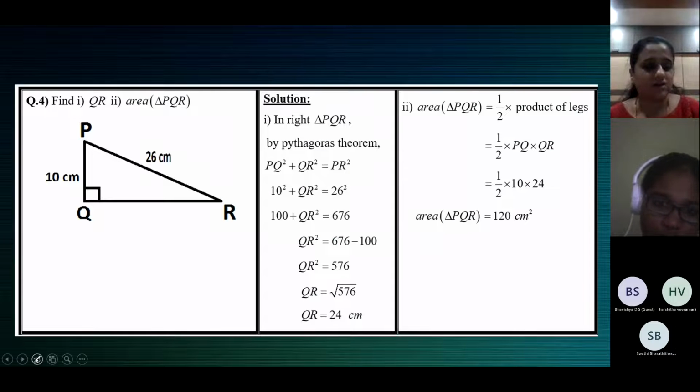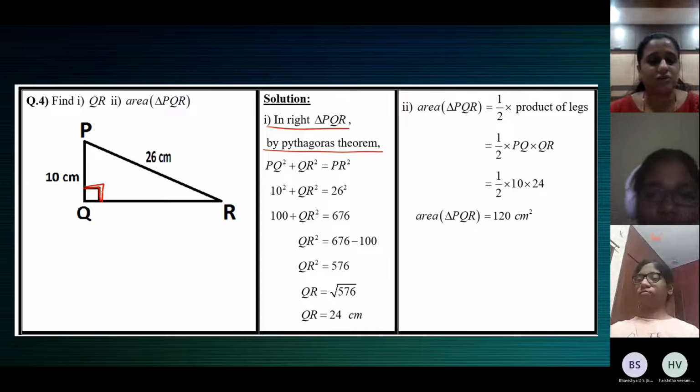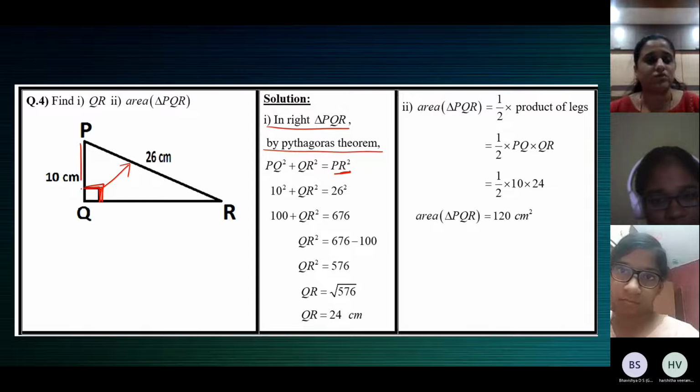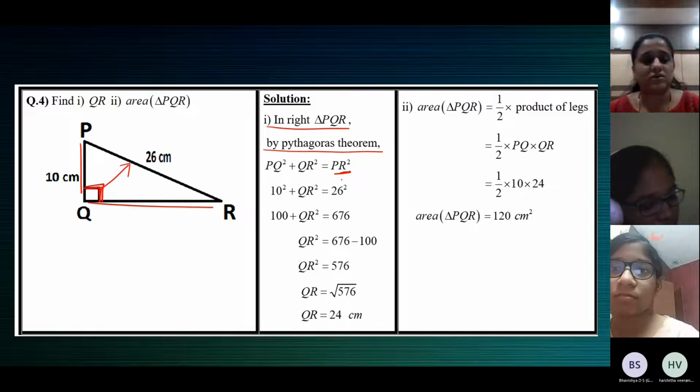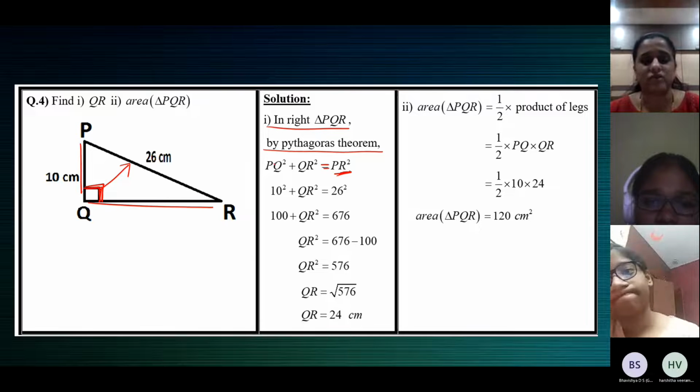So see here, in right triangle PQR, by Pythagoras theorem. So how do you express Pythagoras theorem? The side opposite of the right angle is the hypotenuse. Angle Q is equal to 90 degrees, so this is the right angle. So the side opposite of the right angle is the hypotenuse. So PR is the hypotenuse. So PR square is equal to PQ square plus QR square. The square on the hypotenuse is equal to the sum of the squares of the other two sides.